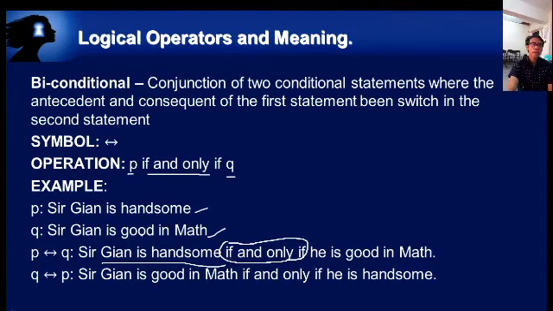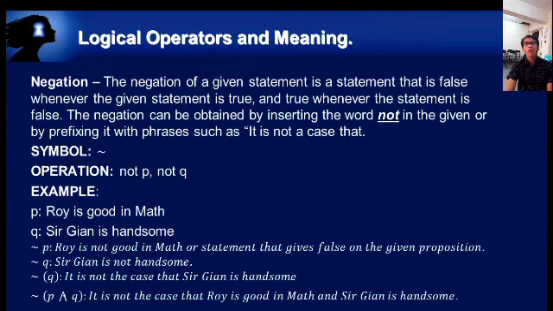So, Sir Gian is handsome, yan yung statement P or proposition P. Then, if and only if, yan yung arrow. Sensya na kayo sa sulat. And then, he is good in math. That is statement Q. Okay? So, Sir Gian is good in math, if and only if he is handsome. Q biconditional P.